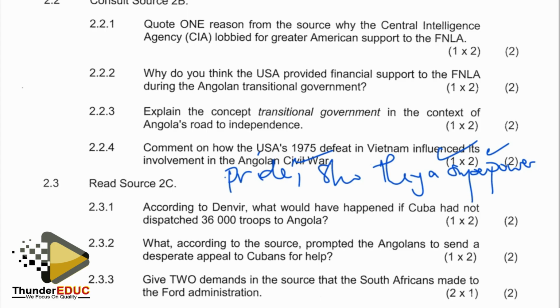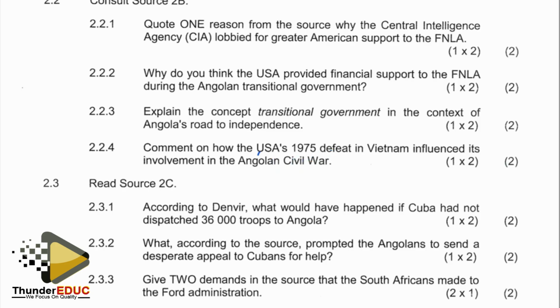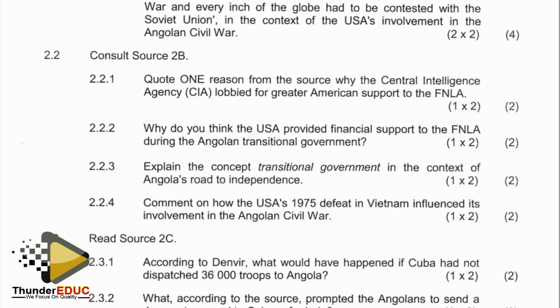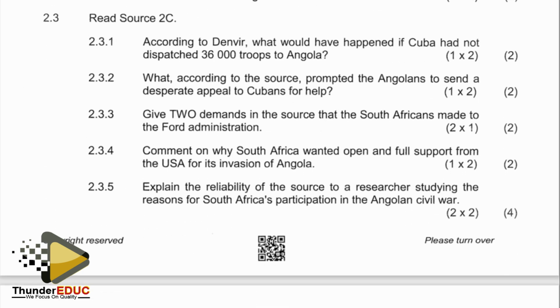Read source 2C. According to Denver, what would have happened if Cuba had not dispatched 36,000 troops to Angola? I think that is an extraction question. We just go to the source, we pick the correct response from the source. If we check here, it says, South African invasion would have been successful if Cuba had not dispatched 36,000. So it means South Africa would have been successful if there was no incident of Cuba deploying such a big number of troops. That is how we answer that question. It's an extraction question.